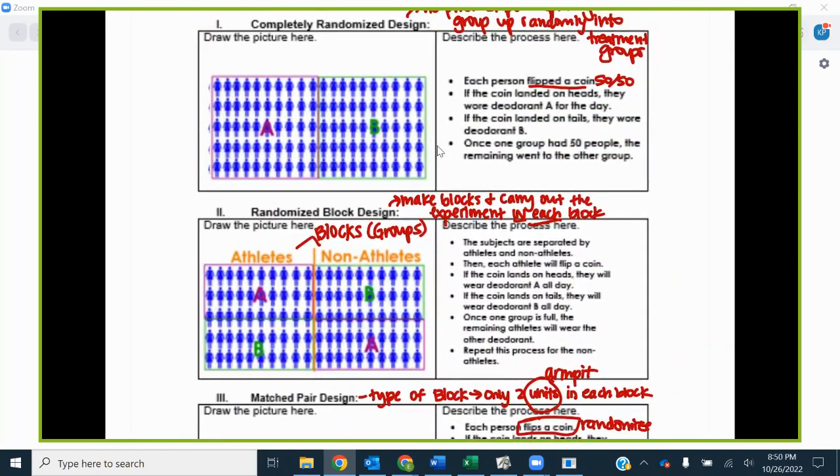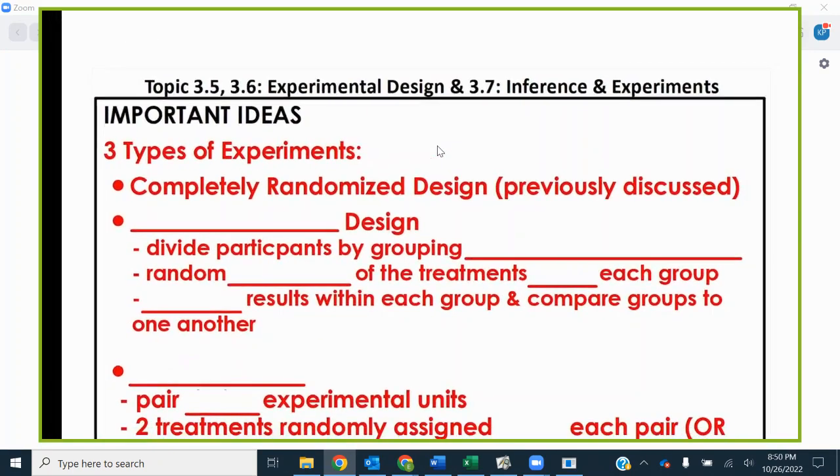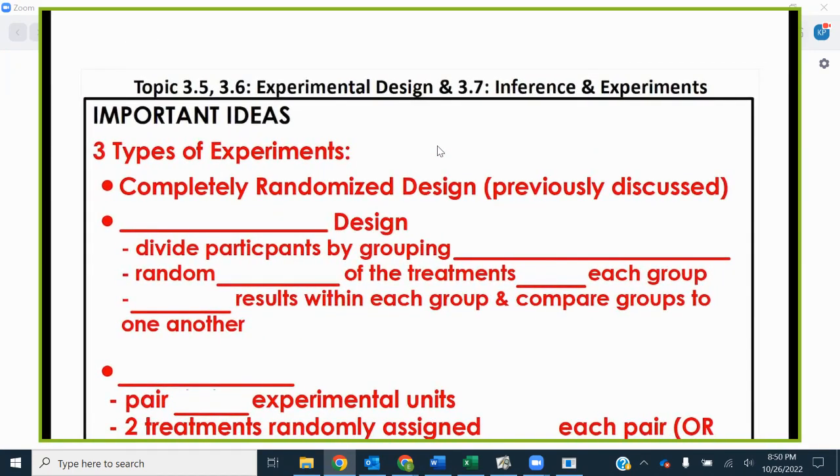So these are the 3 main types of experiment. We have completely randomized design, randomized block design, and matched pairs design. So we already learned completely randomized design last class. Remember, that's the most basic. I like to think of it as cousins with a simple random sample.